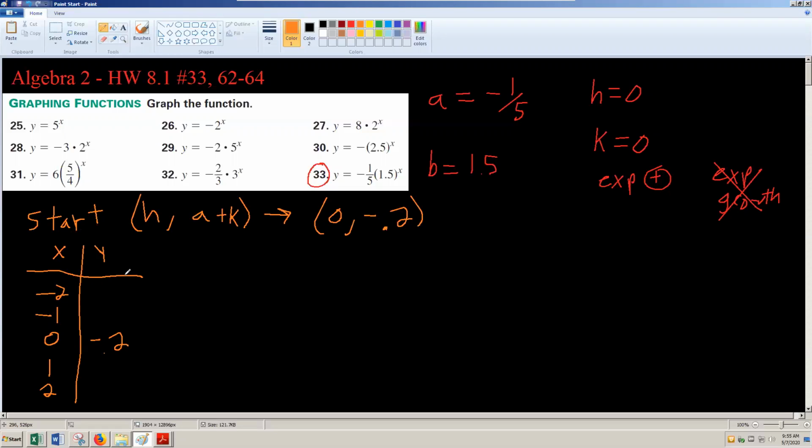And I'm going to write my approximate values. So for negative 2, I'm going to call this thing negative 0.09. For negative 1, I'm going to call this thing negative 0.13. For 1, I'm going to call this thing negative 0.3, and then for 2, I'm going to call this thing negative 0.45. So it's pretty difficult to see what is happening here, but I'm going to do the graph regardless, just so we can take a peek at what it is doing.